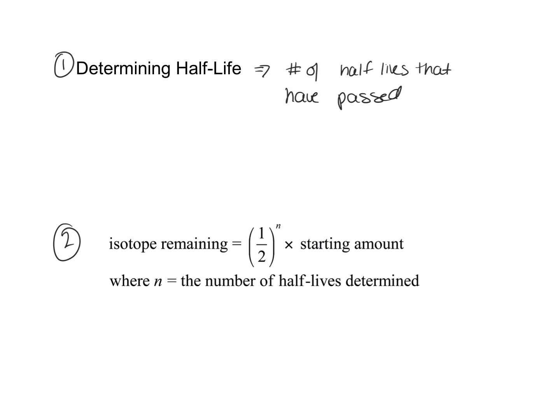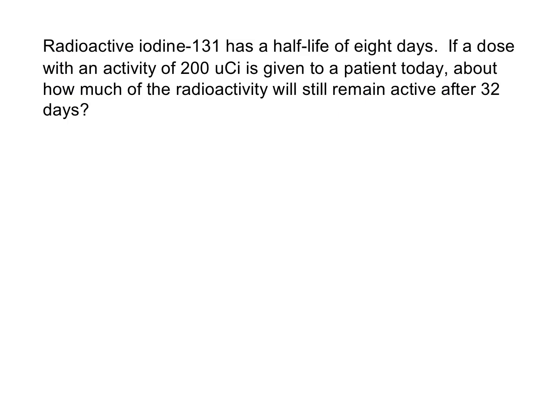So I want to do an example of this. Okay. We have radioactive iodine-131. It has a half-life of 8 days. If a dose with an activity of 200 microcuries is given to a patient today, about how much radioactivity will still remain after 32 days? And then we've got a half-life of 8 days. So I've underlined the important things.